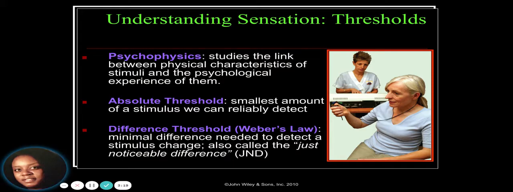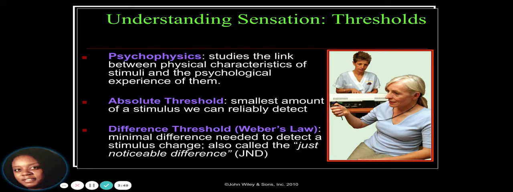Let's start talking about some of our sensations. So when it comes to our five senses, there's a link between our physical characteristics of how we experience something and the psychological terms associated with it. That is the field of psychophysics. Psychophysics studies the link between the physical characteristics of something or a stimulus and the psychological experiences of them.